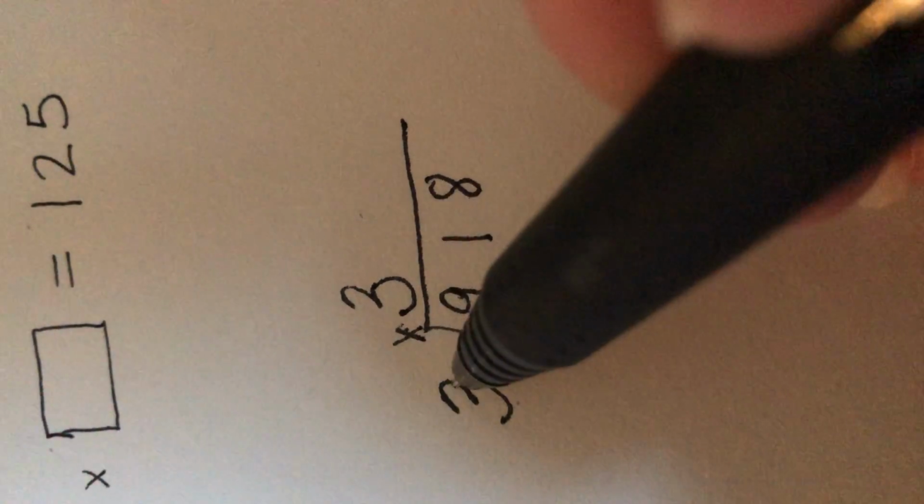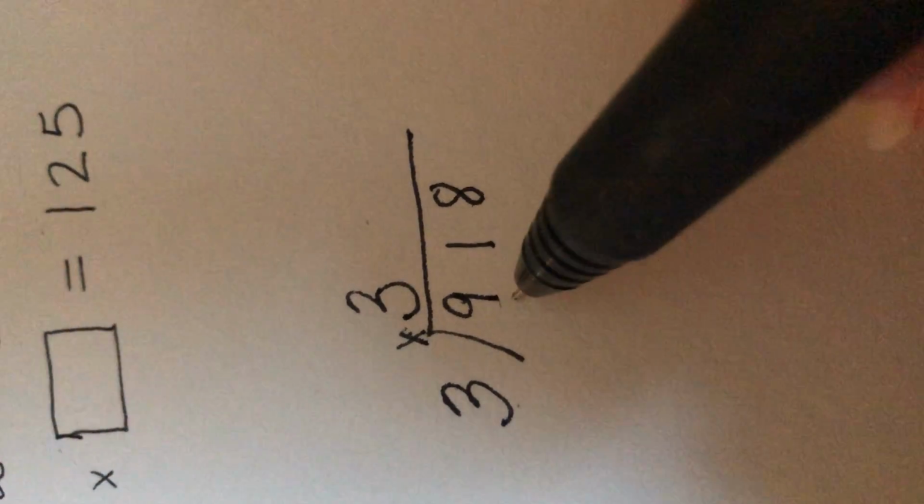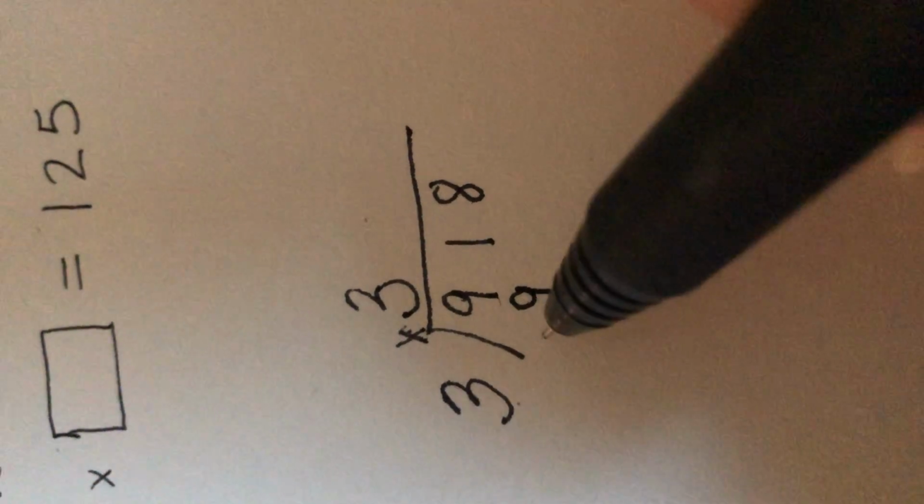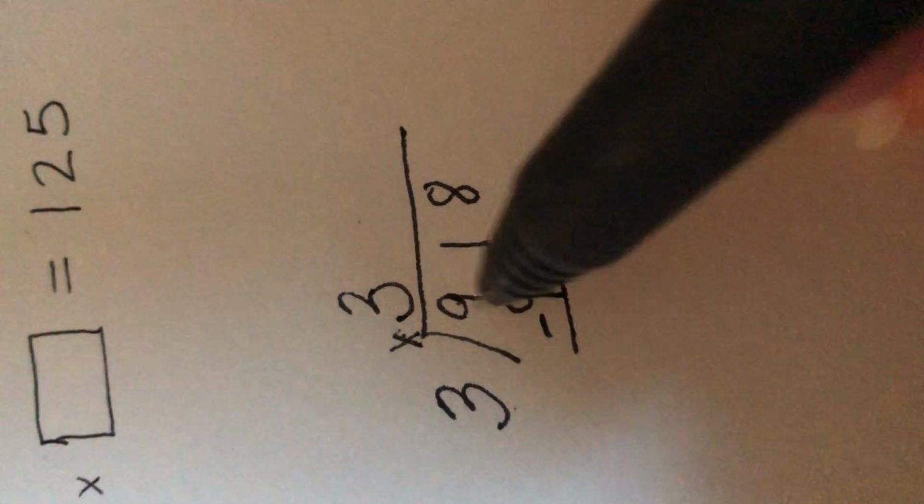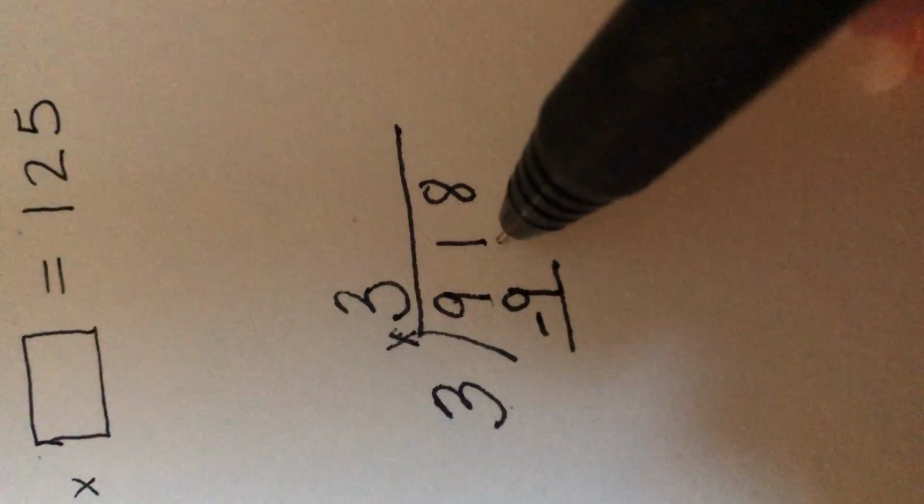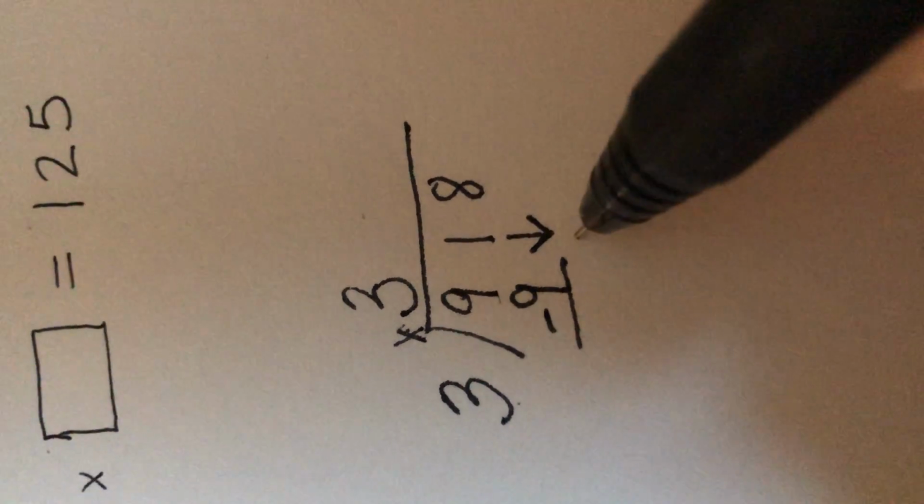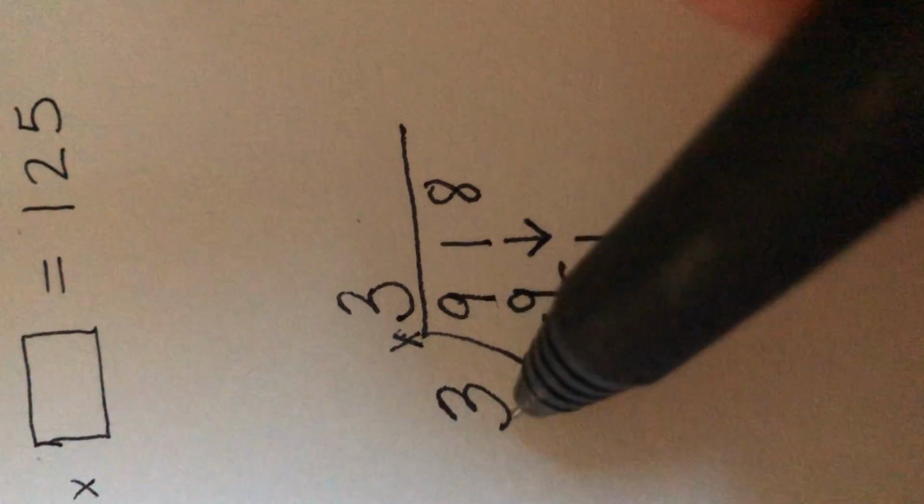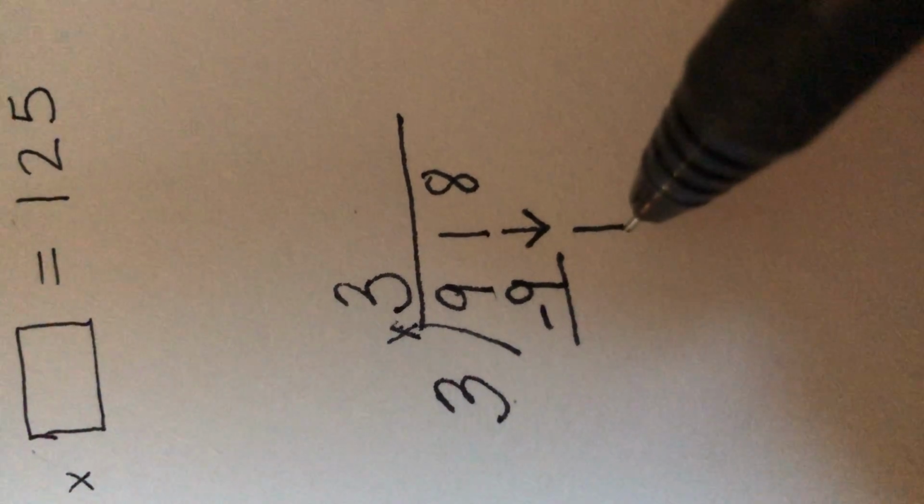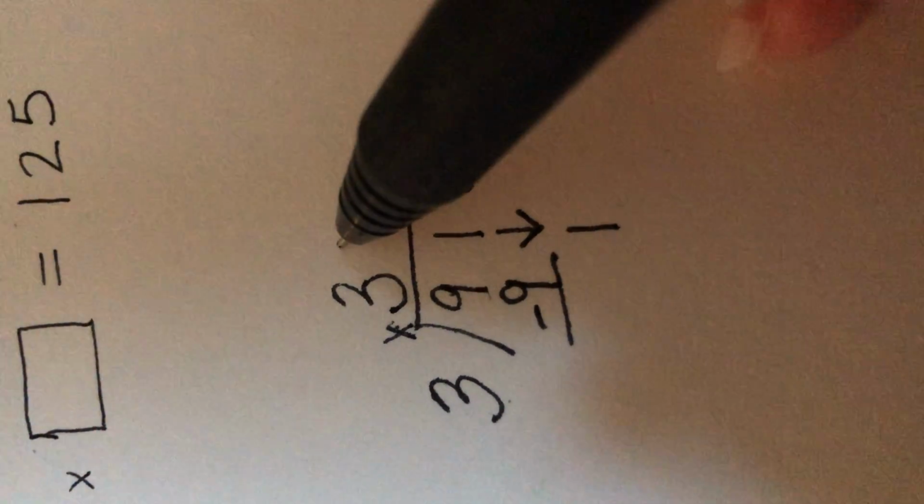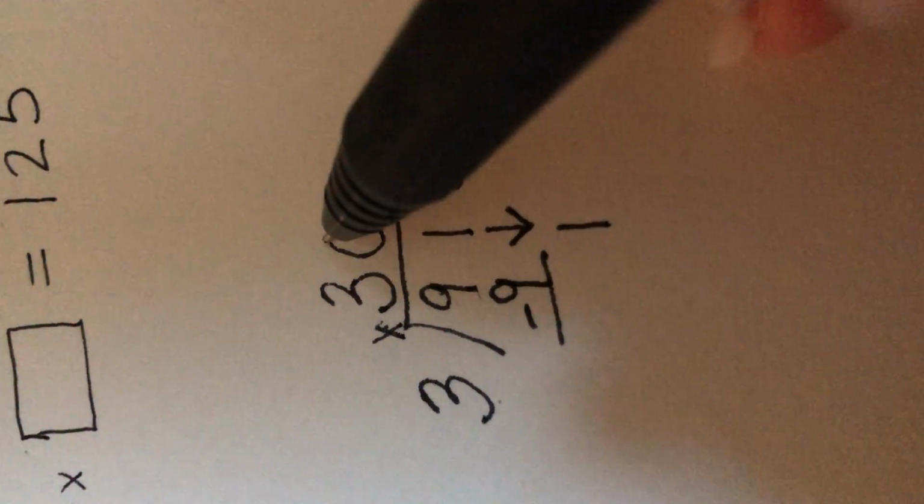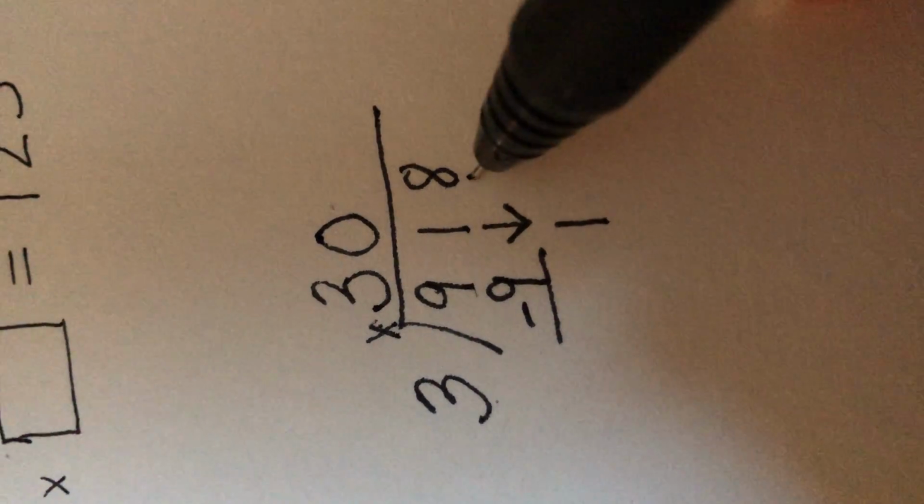3 times 3 gives me 9, so I'm going to write it right here underneath it. And then I'm going to subtract, and I don't have anything left over. So I'm going to bring down the next number, 1. Well, 3 times something, does it equal 1? Nope. So we're going to have to put a 0 here because it didn't work for us. Bring down the next number.